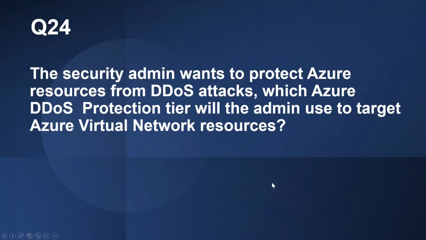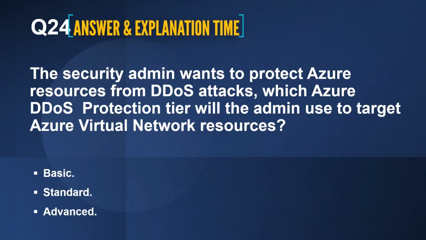Question number 24. The security admin wants to protect Azure resources from DDoS attacks. Which Azure DDoS protection tier will the admin use to target Azure Virtual Network resources? The options are basic, standard, and advanced. The correct answer is standard. The standard service tier provides additional mitigation capabilities that are tuned specifically to Microsoft Azure Virtual Network resources.